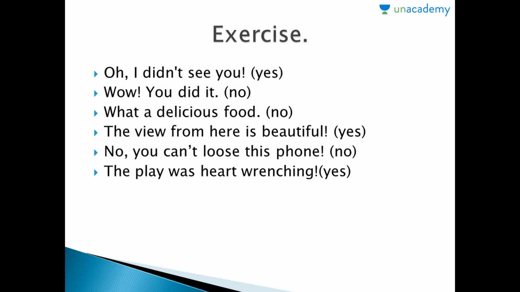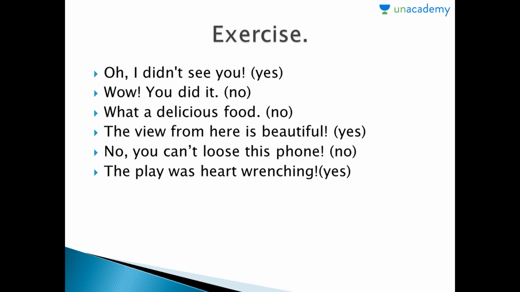Next one, what delicious food. It can be an exclamatory sentence if it had an exclamation mark. Now it's just a declarative sentence, so it's not really an exclamatory sentence. It cannot be a declarative sentence, because what a delicious food does not state anything. If it were, it is a delicious food, then it would have been a declarative sentence.